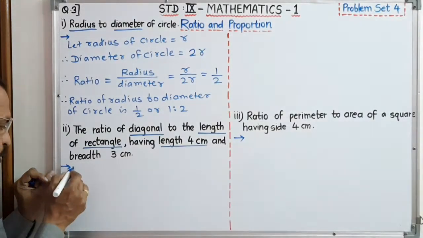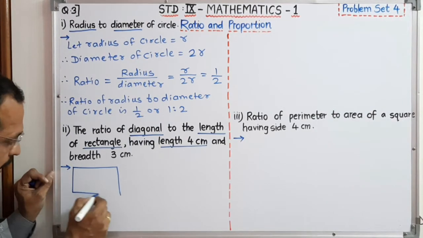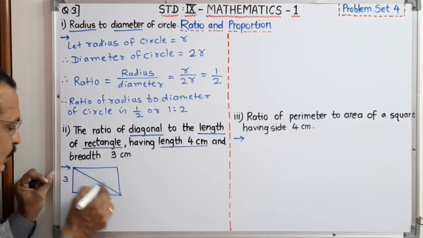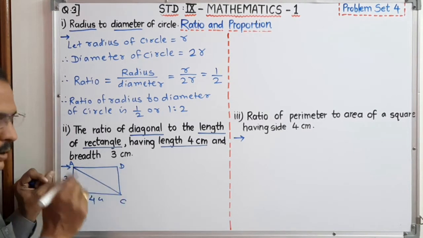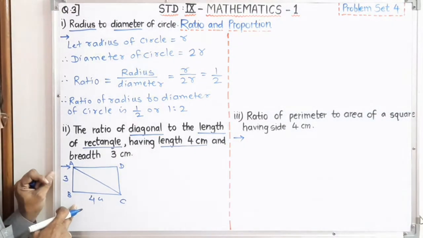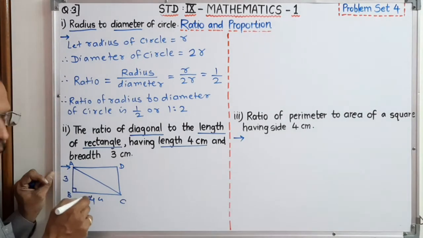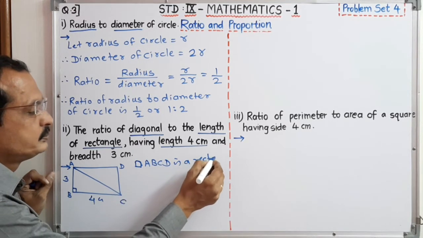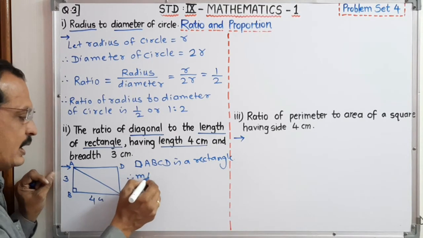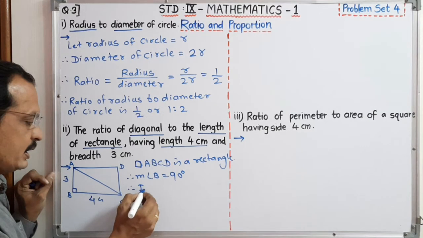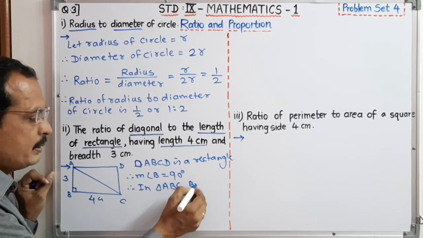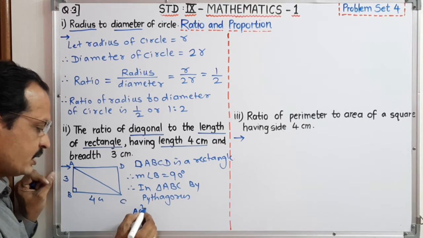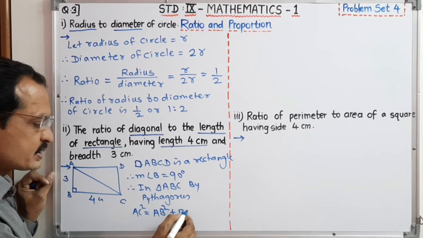Now, suppose we write here, this is a rectangle. In this rectangle, this is the breadth, 3 cm, this is 4 cm, and we have to find out the diagonal of the rectangle. For that purpose, dear student, we have to apply Pythagoras theorem in triangle ABC. We can write here, quadrilateral ABCD is a rectangle. Therefore, measure of angle B is equal to 90 degrees. Therefore, in triangle ABC, by Pythagoras, we can write AC square is equal to AB square plus BC square, isn't it?